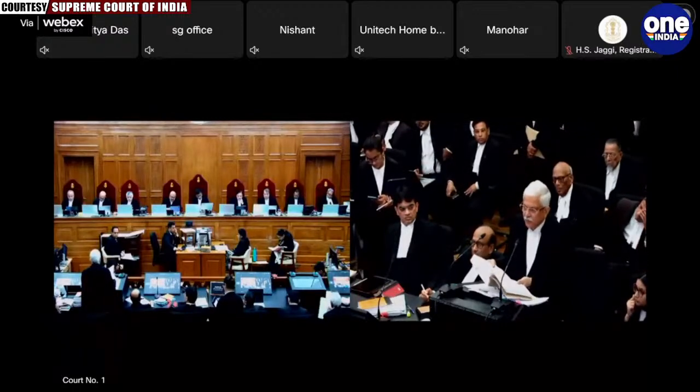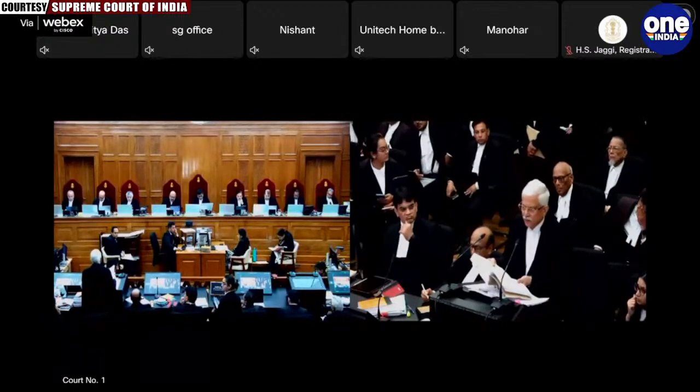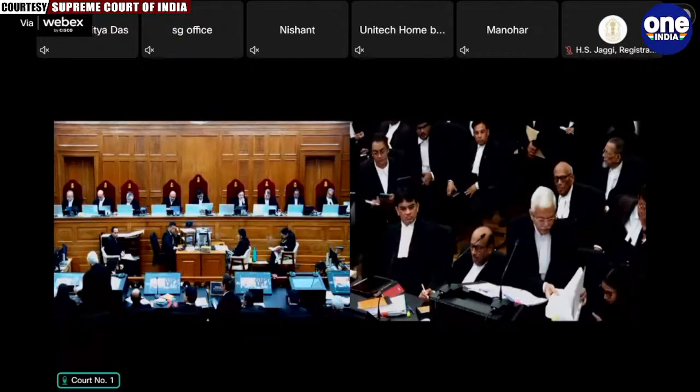Lord Justice Nagratna has noted this Ishwari Khetan's citation. Yes, sir. Para 11.